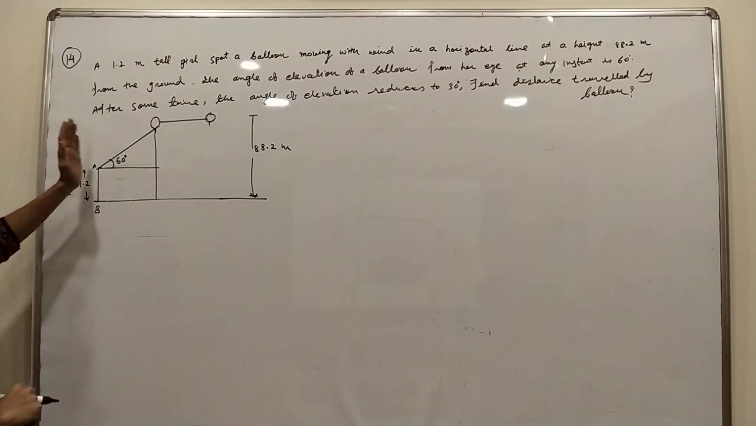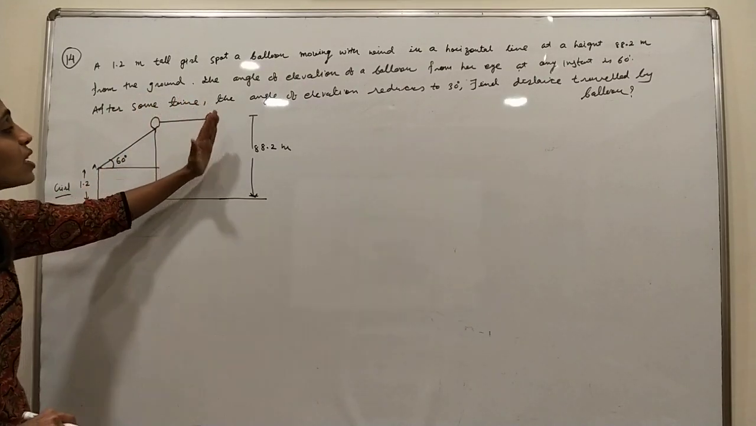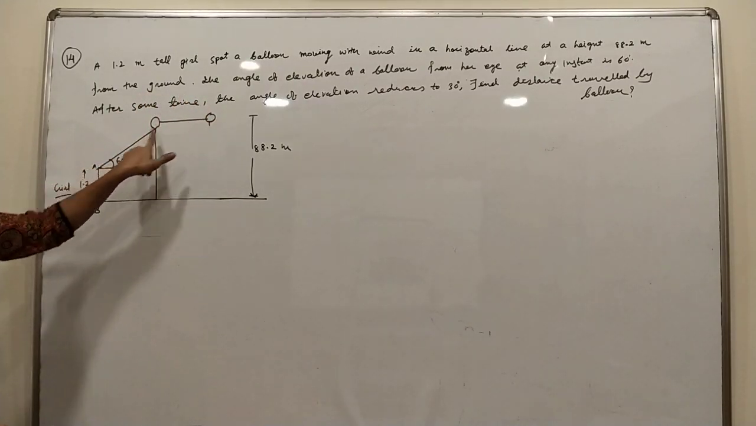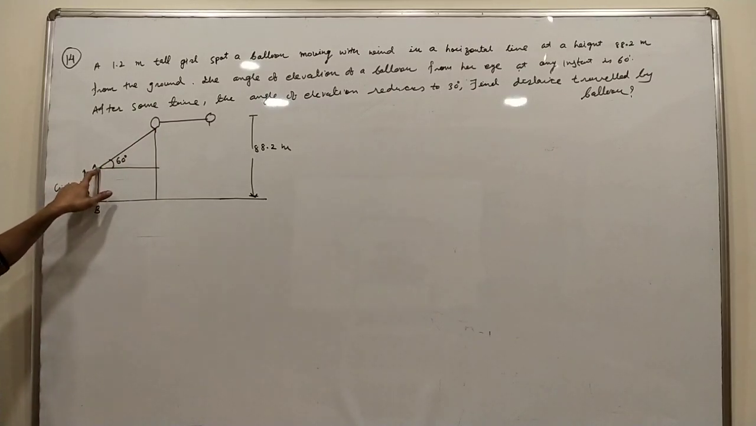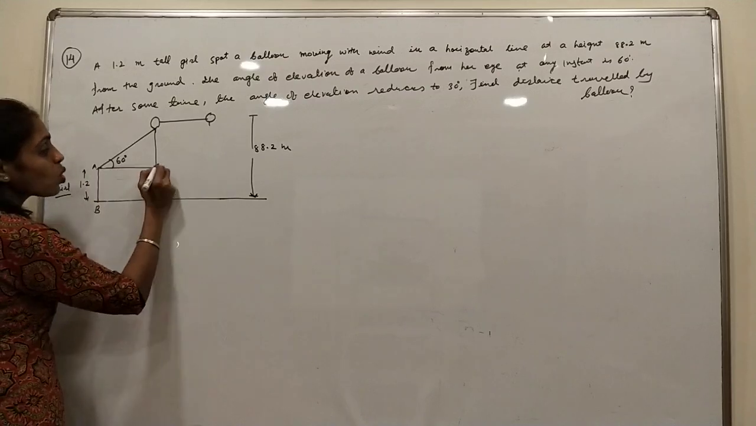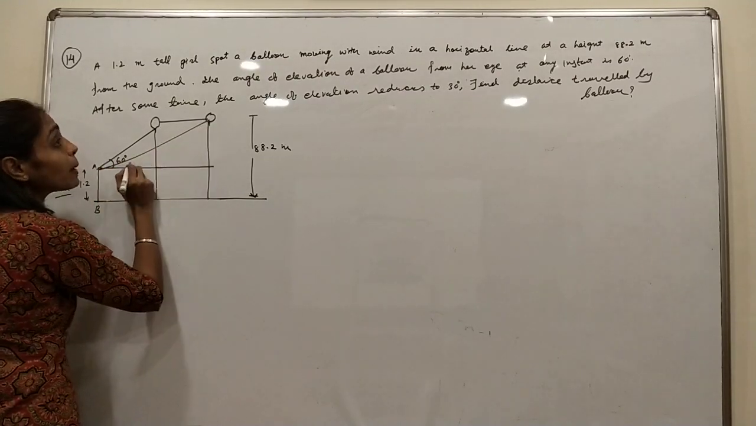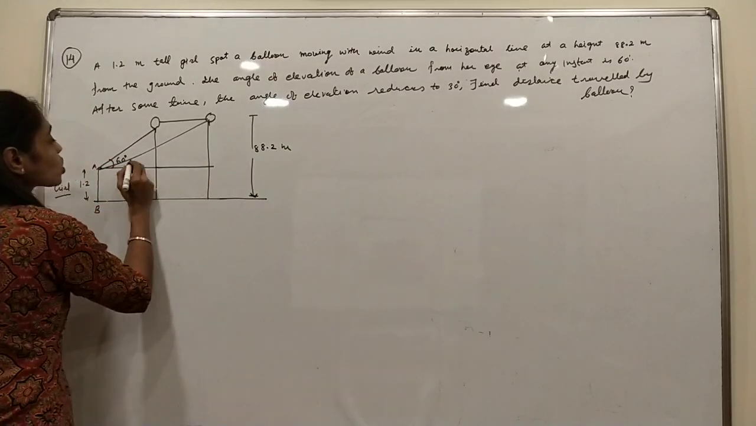After some time, the balloon is moving with the wind in a horizontal direction. So it is away from the eyesight of the girl, meaning away from the girl. So the distance is more. Now after some time, the angle of elevation reduces to 30 degree.